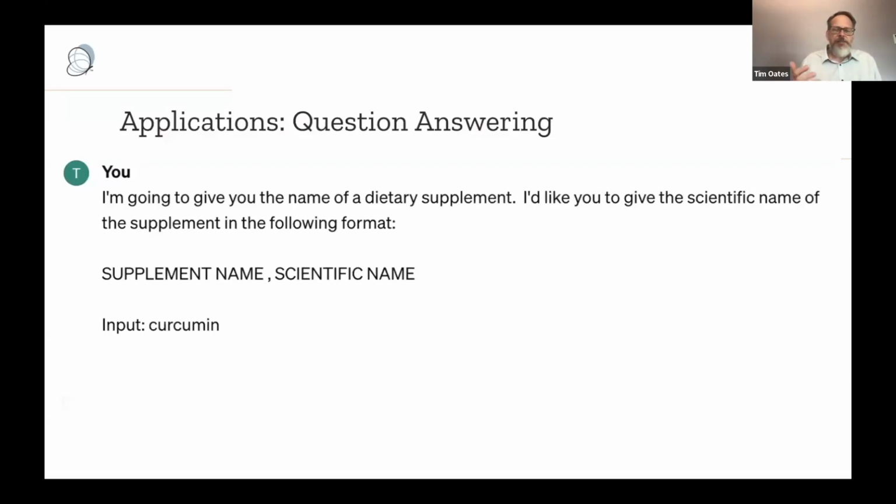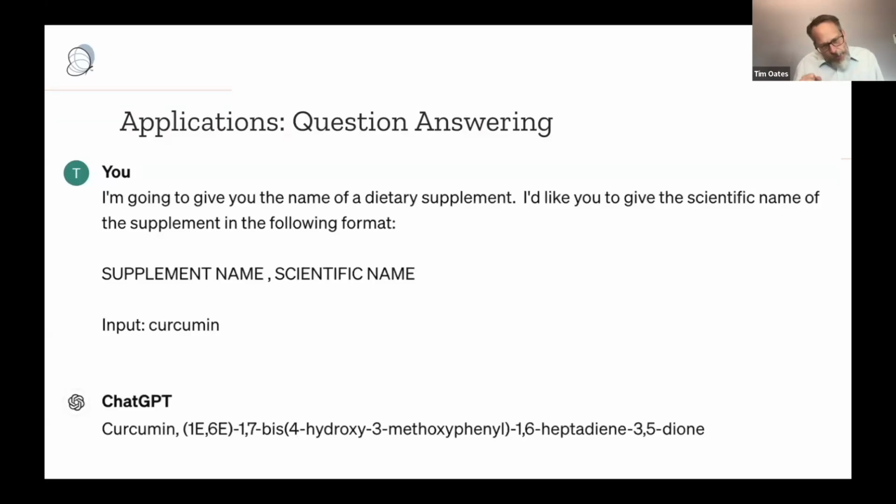So all I've done is I've taken that previous prompt and I've added some formatting to it, and it's almost there, right? So it goes curcumin, but then it gives the IUPAC name for it. It's decided, oh, what I'm going to do is give you this other version of a scientific name. But at least the lesson here is you can start with simple prompts, make them increasingly complicated, pay attention to formatting, and eventually get to something that's very close to the thing that you're looking for.